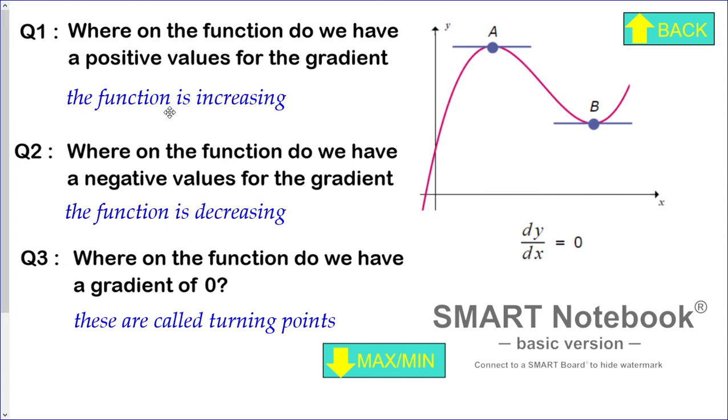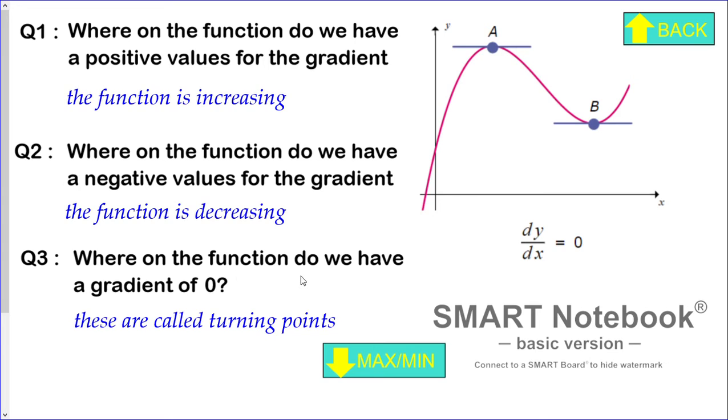We say that the function is increasing at these points. It's increasing because it has a positive gradient. Where on the function do we have a negative values for the gradient? Our negative gradient is from top left to bottom right. If you look in between A and B, the gradient is always negative. So the function is decreasing. Okay?